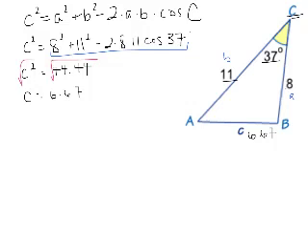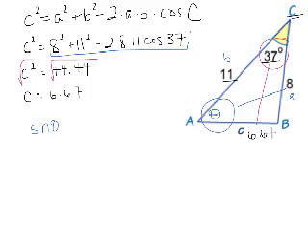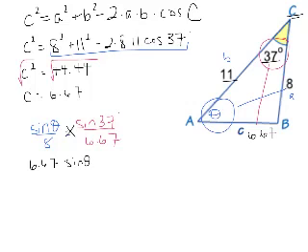Alright, from here I still need to figure out angle A and angle B. I could choose to use the law of cosines again, but I prefer to use the law of sines at this point. So let's say I want to solve for theta first, and that's across from that 8 side. 37 degrees is across from 6.67. So now I'm going to set up my law of sines. Sine of my angle over the side is equal to the sine of the angle over the opposite side. At this point, I'm going to cross multiply, so I have 6.67 times the sine of theta is equal to 8 times the sine of 37 degrees.